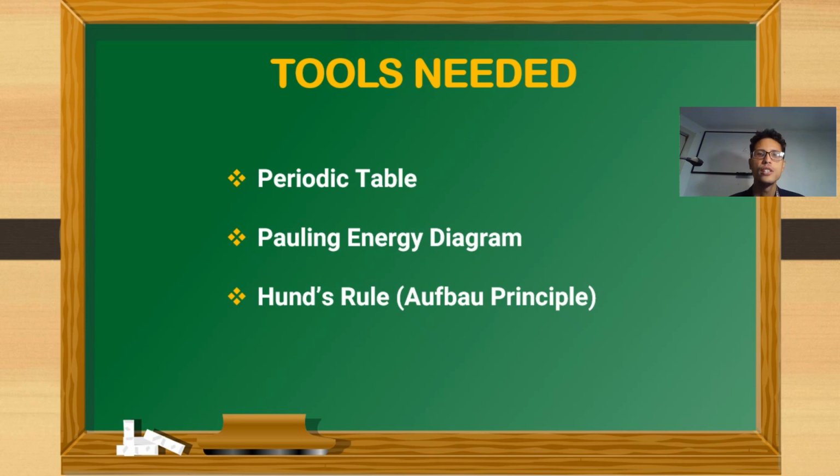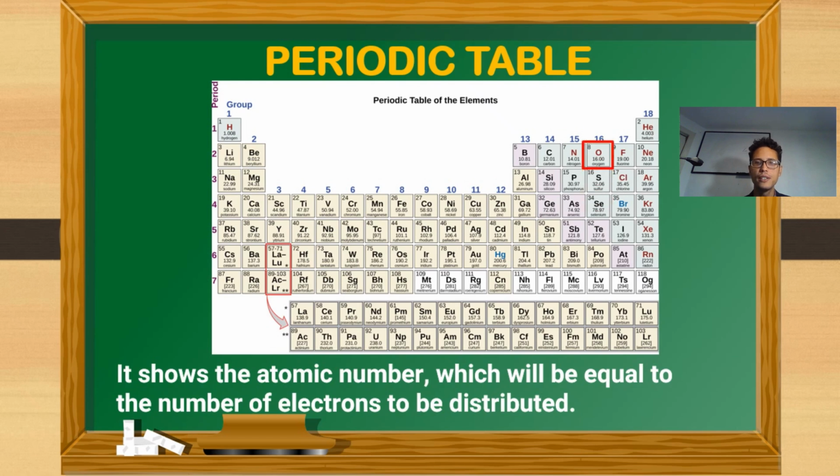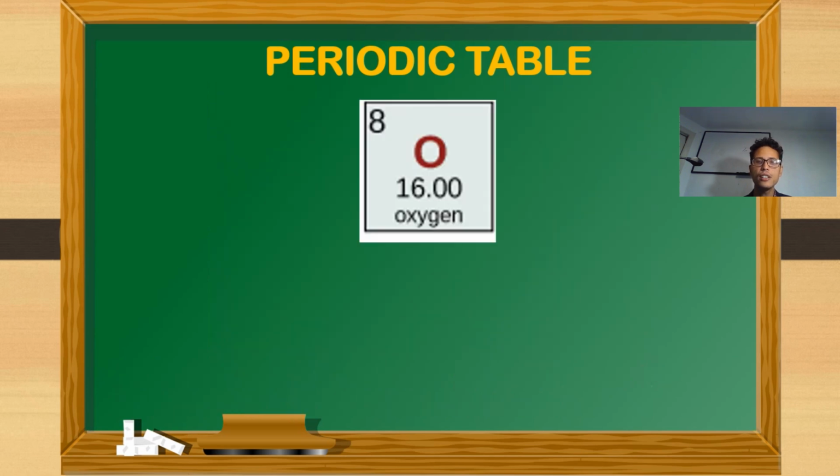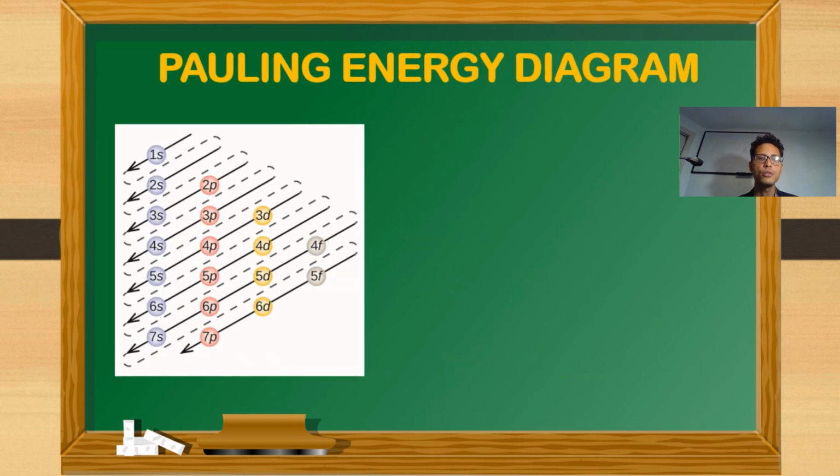Okay? So the periodic table, we are all familiar with that. Basically, the periodic table brings the atomic number. Taking oxygen as an example, we can observe that oxygen has atomic number equal to 8. The atomic number Z equals 8 means that oxygen has 8 protons, and as oxygen is a neutral atom and not an ion, it also has 8 electrons.